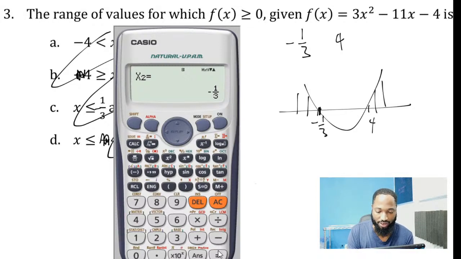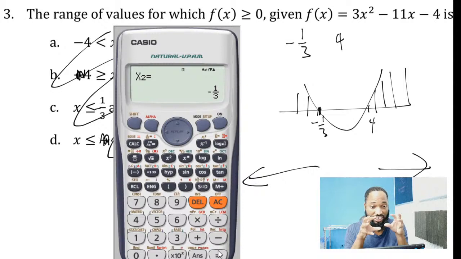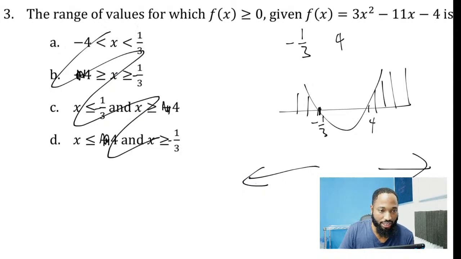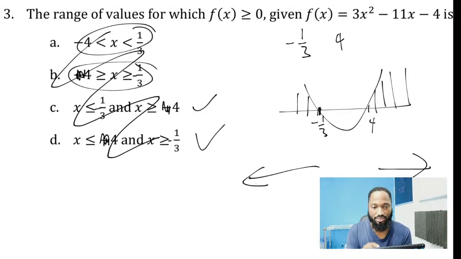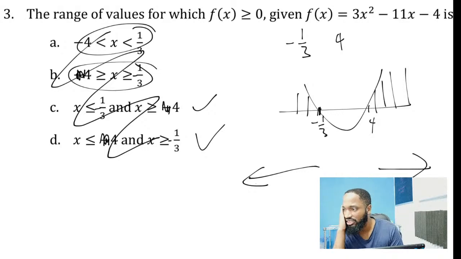So you are looking at values lower than this or higher than this. It's a disjoint set. Meaning it's not going to be one of these or one of these. It has to be separate, less than -1/3 and greater than 4. So this would be the correct answer. Those who were aiming at C, that would be the correct answer. Tell me in the chat if you understand that. Ask me any question.